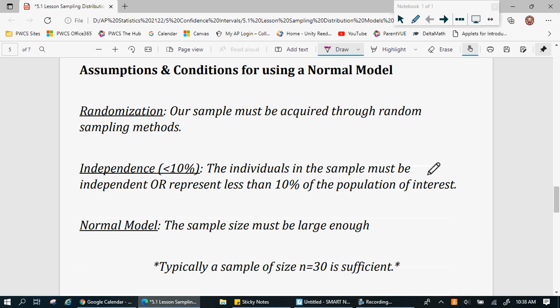So if we're going to use this information to answer questions and solve problems, we need to make sure that these assumptions and conditions are true. It's almost exactly the same as for proportions. We need to always make sure that we are sampling using random methods to eliminate or reduce bias. We need to make sure that every individual in the sample is not influencing another individual. They need to be independent. And if we can't establish their independence, then we at least need to make sure that we are sampling less than 10% of the population.